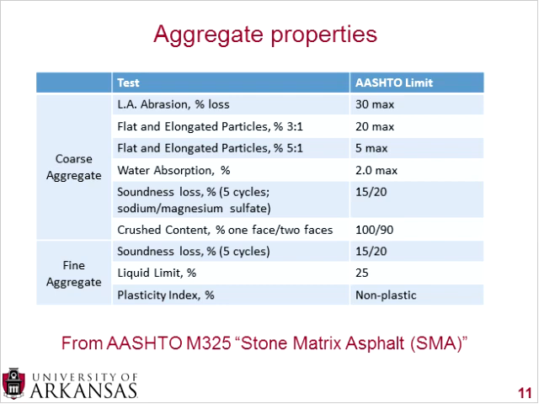And then finally, the last coarse aggregate test is the crushed content, and that's the percentage of fractured faces on your coarse aggregate. Because this is relying on that stone-to-stone contact, you want crushed, cubical particles. 100% of the particles are required to have one face crushed, and 90% are required to have 2 or more faces crushed. That's the coarse aggregate.